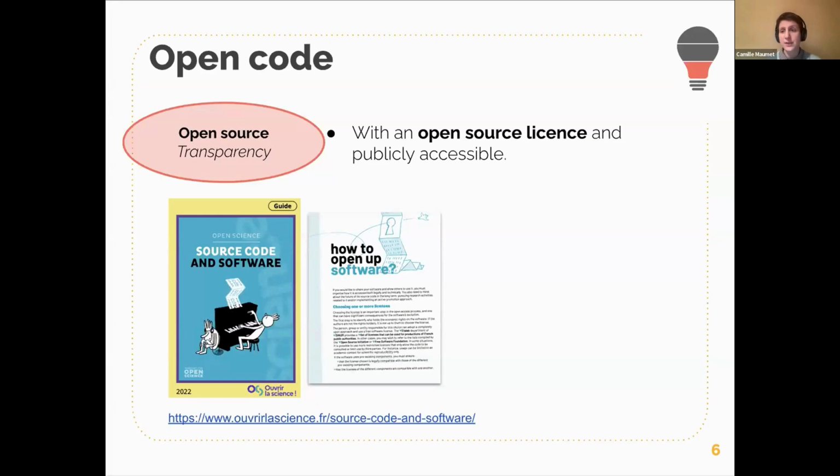Of course, when we think open code, the first thing we think about is open source. Having an open source license makes the code transparent. It also provides means for others to reuse your code. And this is the first step, and it's super important. But this is not enough to ensure that our code is open.